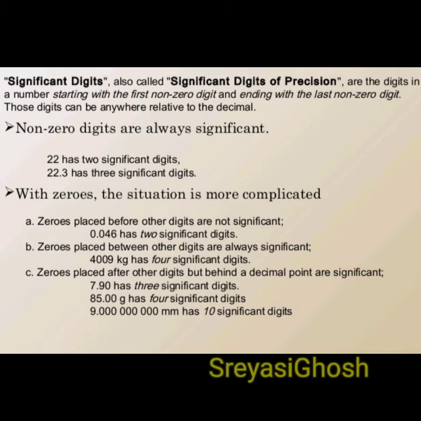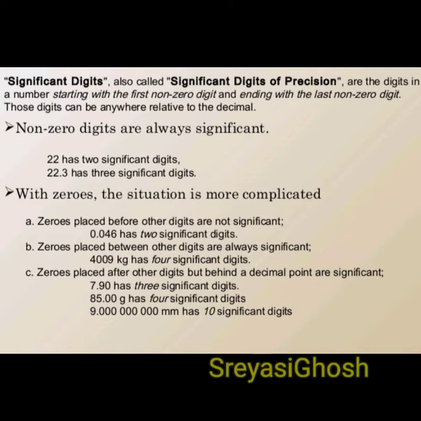Now, please look here. We have divided the significant digits into 2 halves. One is non-zero digits, which are always significant. So here, look at the examples. 22 has 2 significant digits. 22.3 has 3 significant digits, right? So 0.3 also has significance.